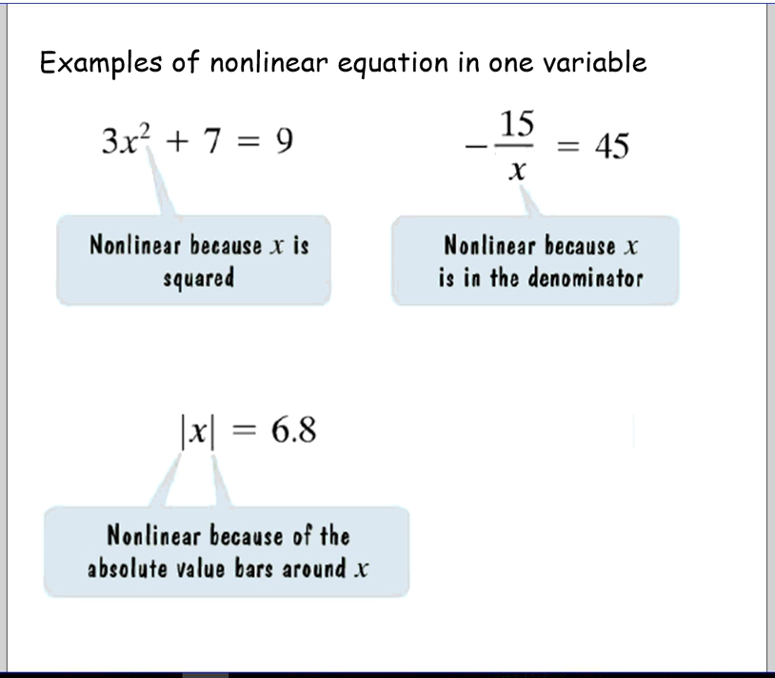Some examples of nonlinear equations would be 3x squared plus 7 equals 9. x squared is not linear. Negative 15 over x equals 45: when we have x in the denominator of a fraction, it's not a linear equation. And then the absolute value of x equals 6.8 is not linear either because of the absolute value symbol. Nonlinear means if you tried to graph those solutions, your graph would not be a straight line.